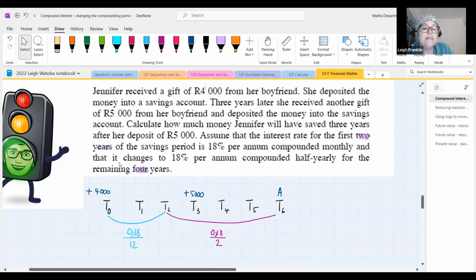Okay, does that make sense to everybody? Does this timeline make sense? Any questions before I start making the equations?